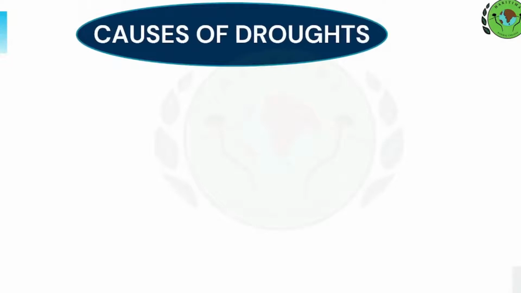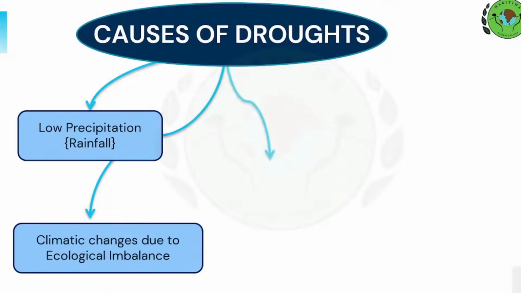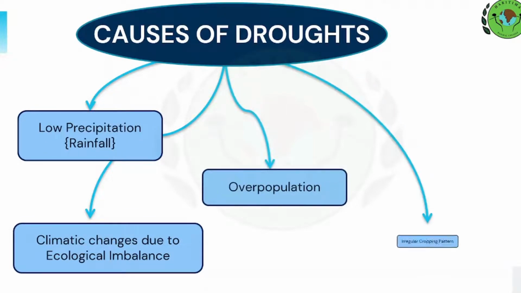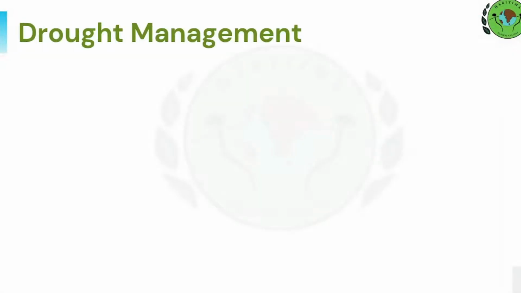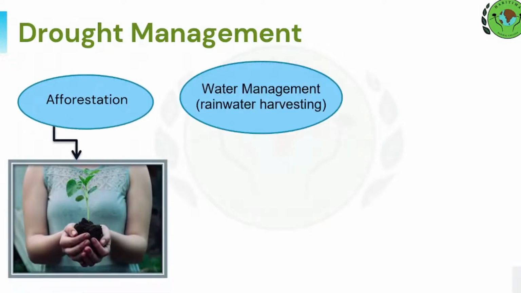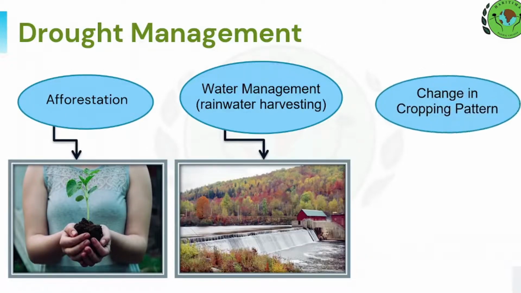Droughts are caused due to numerous reasons such as low precipitation, climate changes due to ecological imbalance, overpopulation, late arrival of monsoon, or irregular cropping patterns. Some techniques of drought management are afforestation, water management through rainwater harvesting, change in cropping patterns, etc.